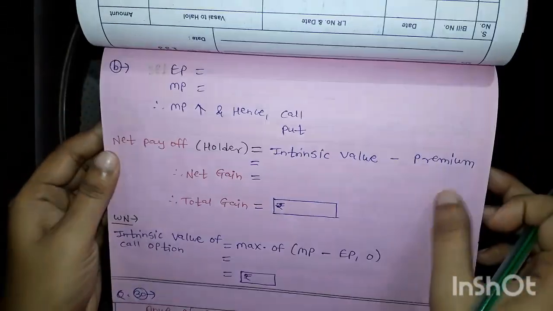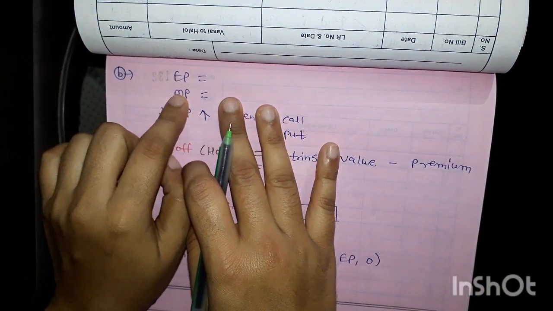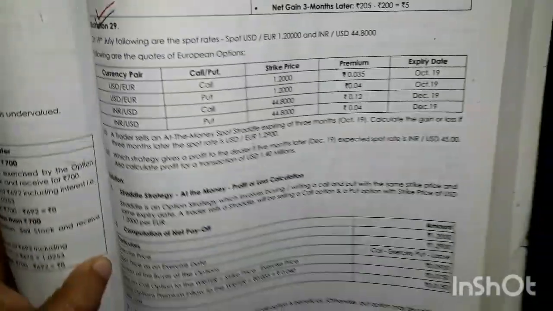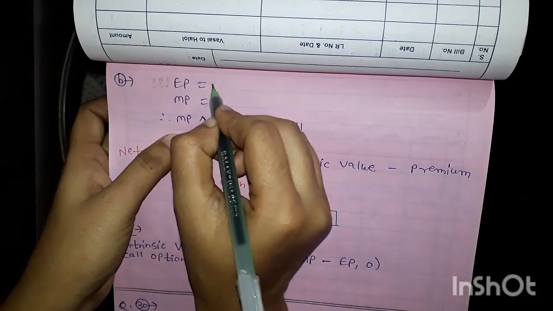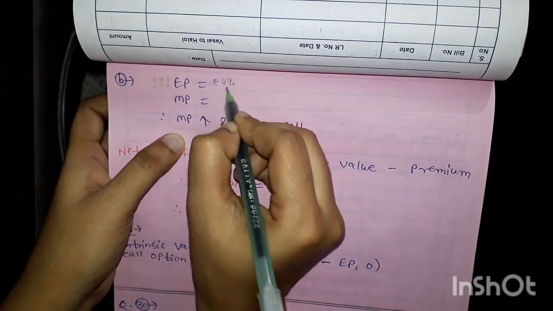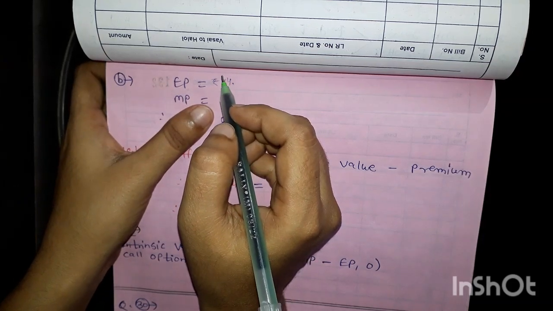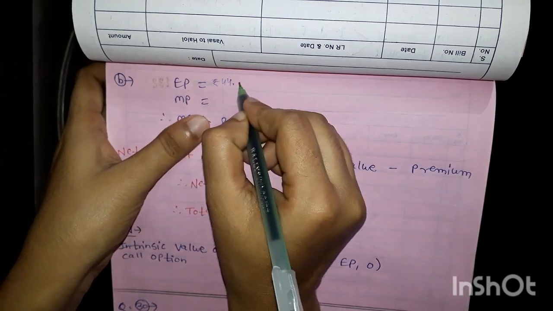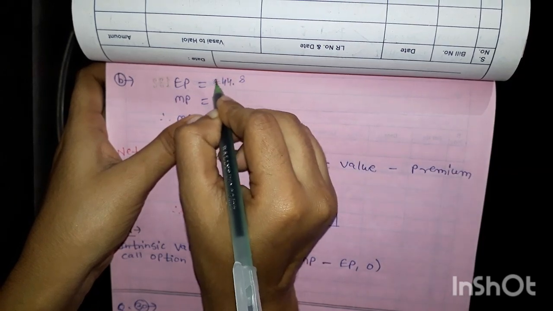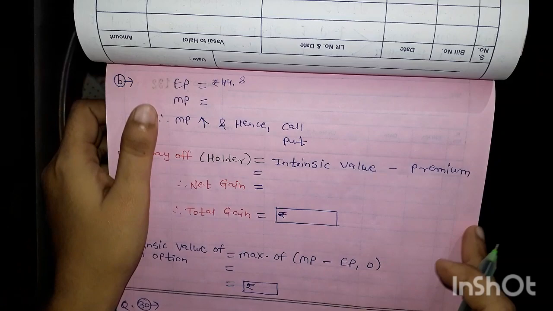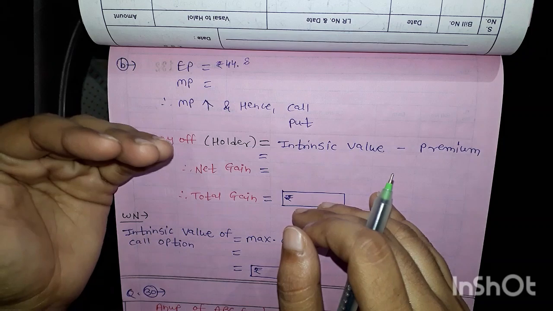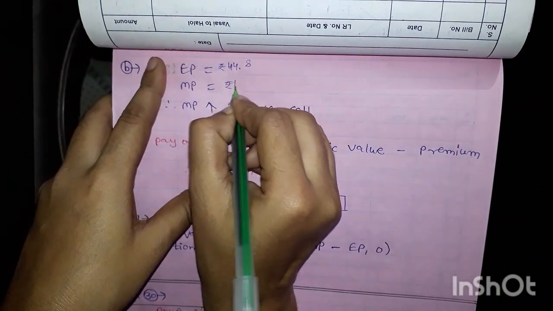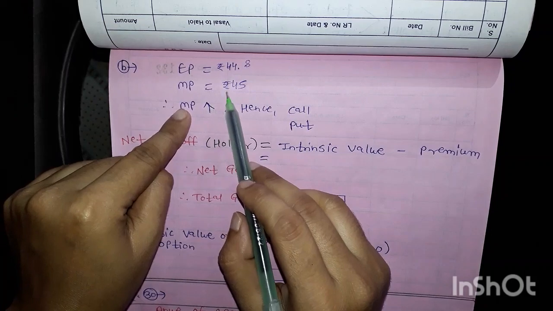Okay, first of all, what is the exercise price? Exercise price, that is strike price, rupees 44.8. Market price means after 3 months what will be the value, or what will be the amount, that is rupees 45. See, market price is higher.